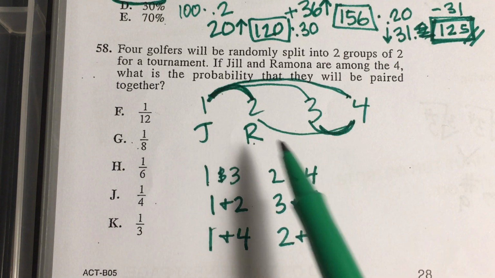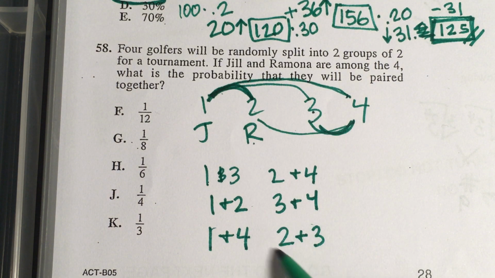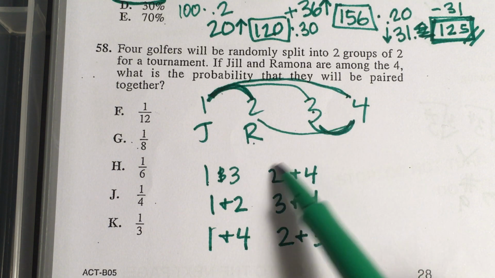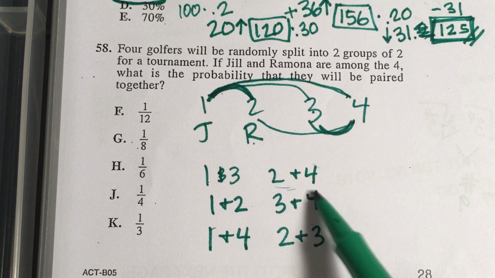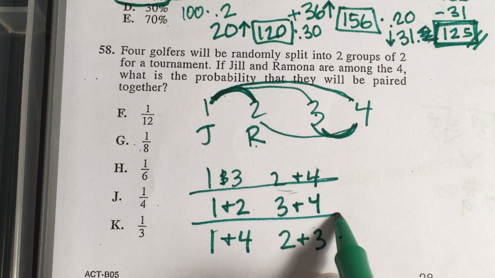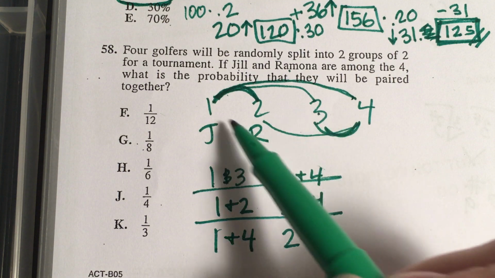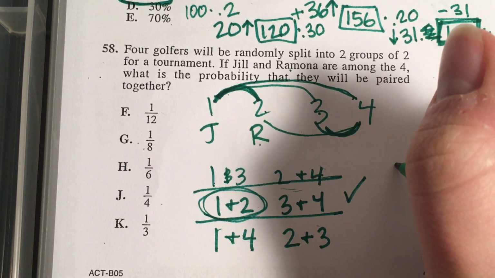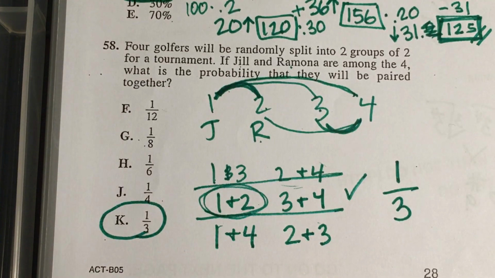Any other combination that I could make, like 2 and 3, I can already see that there's one option here for 2 and 3. Or 2 and 4, they've already been together in this option. Or maybe 3 and 4, they've already been together in this option here. So I can see that there are basically 3 options. And we want to know how many of them are Jill and Ramona going to be together. So 1 and 2, I can see that that's happening right here. So it'd be in one situation out of the 3 situations that they're going to be together. So your correct answer is K.